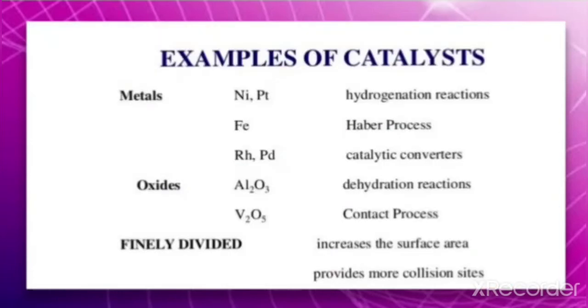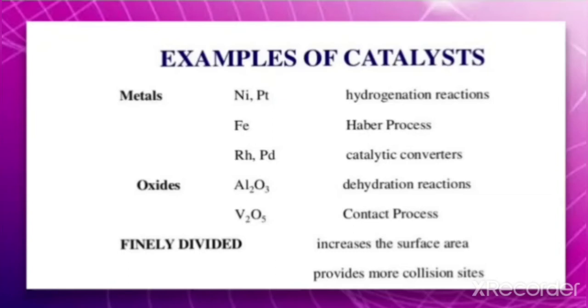There are different examples of catalysts in different reactions, like metals such as nickel and platinum used in hydrogenation reactions. These are very common catalysts and these are transition metals. As we are familiar with the Haber process, in that iron acts as a catalyst, which is a transition metal. Similarly, in catalytic converters, Pd and Rh are the catalysts. And in the contact process, V2O5, that is an oxide of vanadium, is acting as a catalyst. So there are a number of examples where the catalysts are nothing but transition metals.